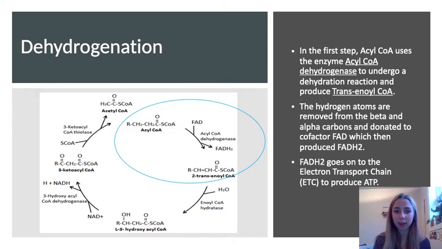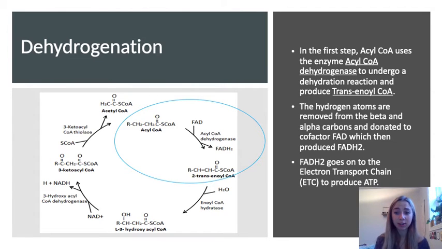So the very first step is called dehydrogenation, and I have it circled on the picture. In the first step, we start off with our acyl-CoA. That acyl-CoA uses the enzyme acyl-CoA dehydrogenase to undergo a dehydrogenation reaction and produce trans-enoyl-CoA. Through this dehydrogenation reaction, the hydrogen atoms are removed from the beta and alpha carbons of the acyl-CoA.